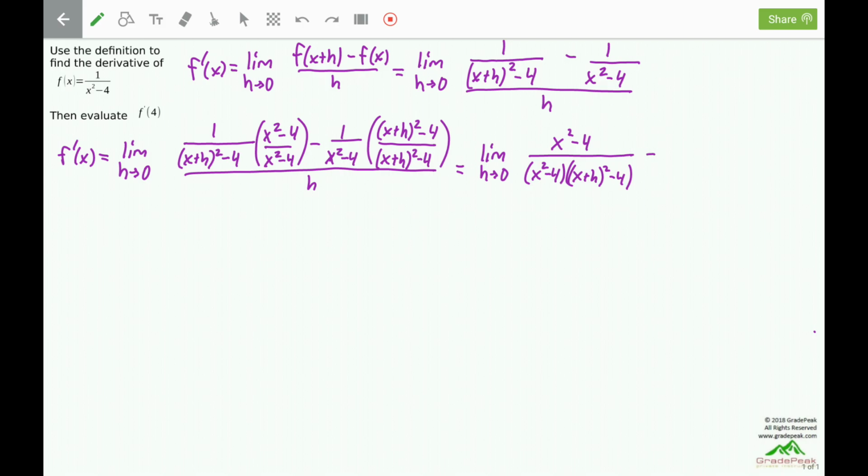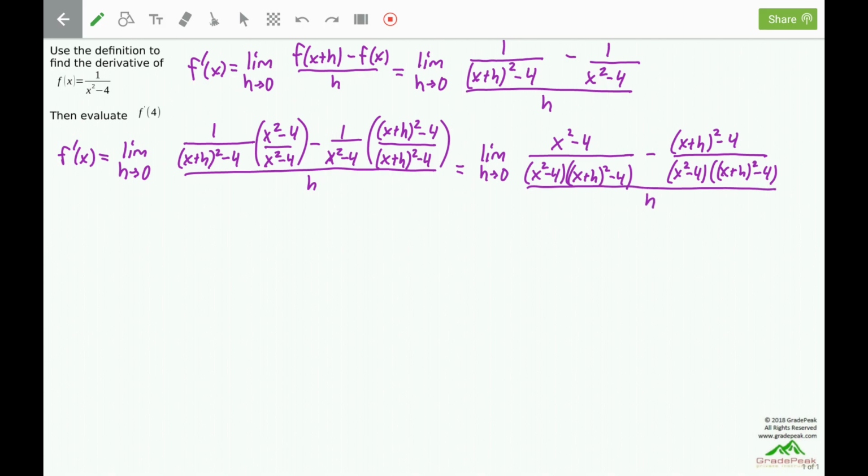Second fraction, that'll be a 1 times x plus h squared minus 4, all over that same common denominator of x squared minus 4 and x plus h squared minus 4, multiplying each other. We will not FOIL that out. All that is divided by h.